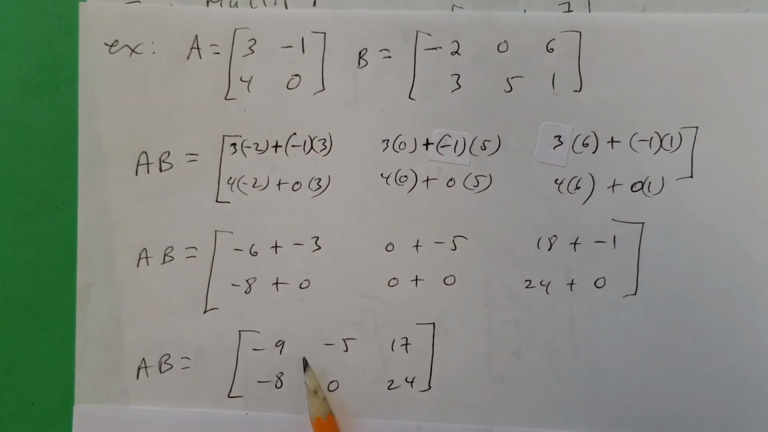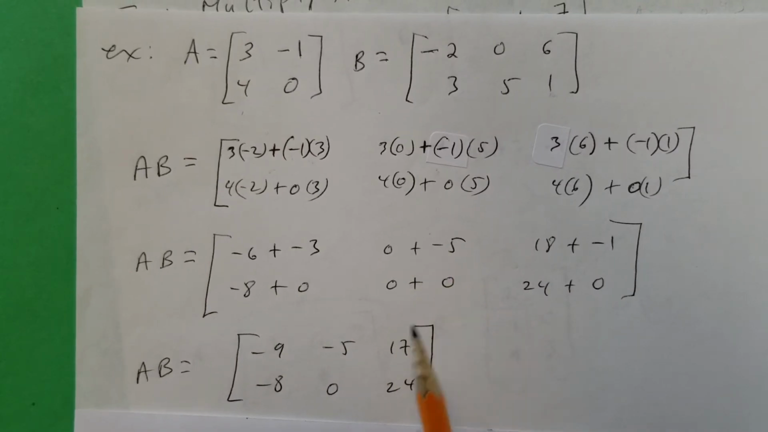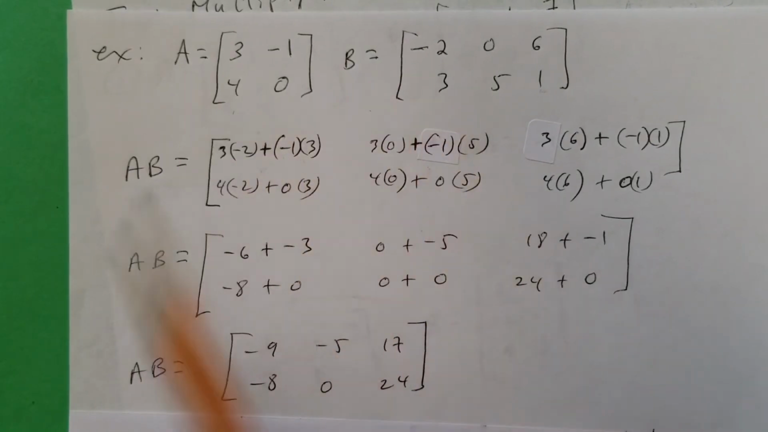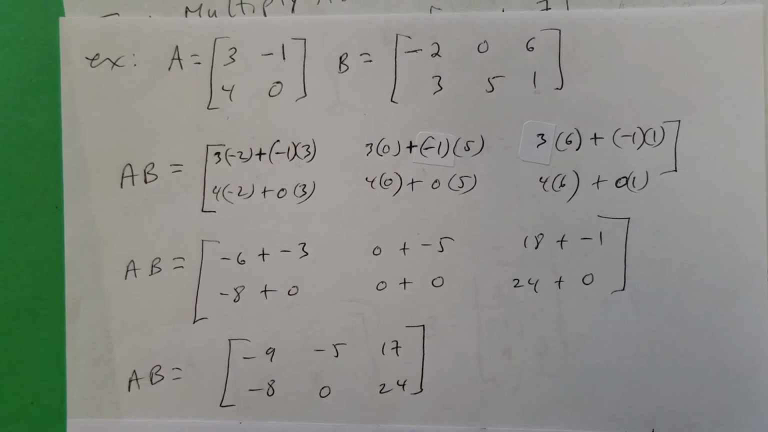This is it. Now, if you can do some of it in your head, okay, but I suggest you write everything down so you don't make a mistake. This is the answer to A times B. This matrix times this matrix. Okay?